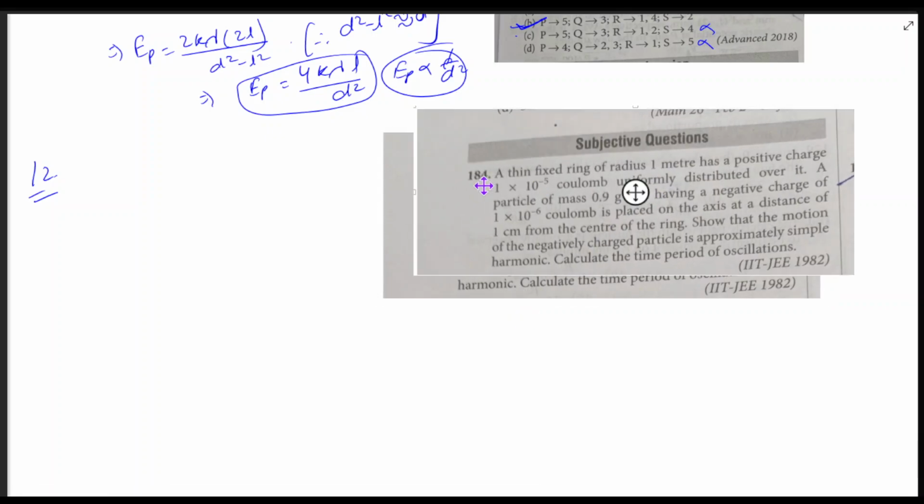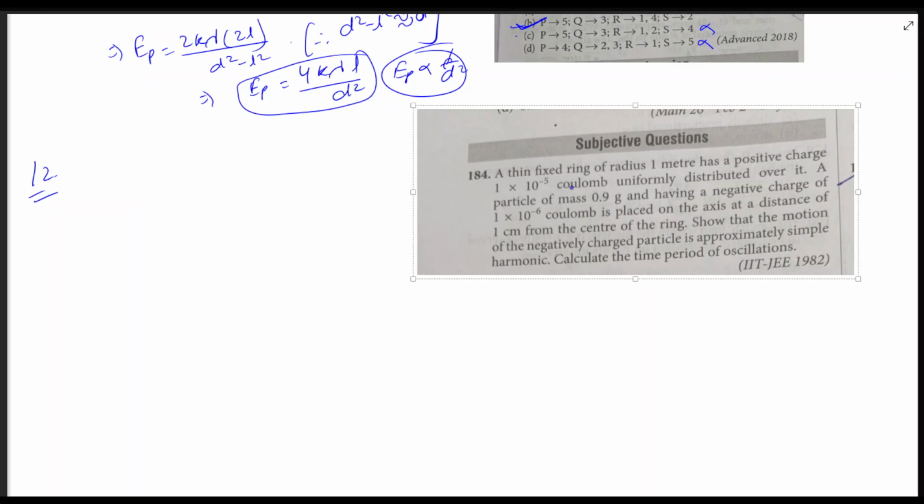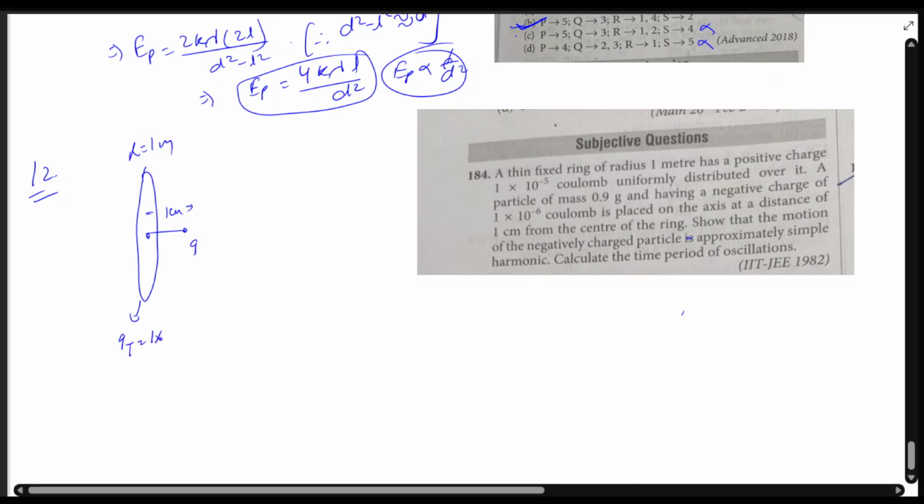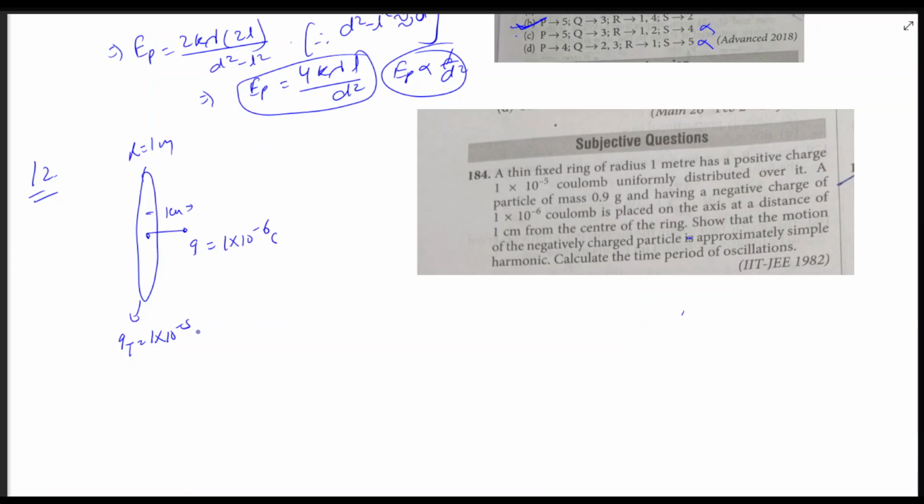All right. So what we have here is a thin ring of radius 1 meter with positive charge uniformly distributed over it. A particle of mass m having a negative charge is placed on its axis at a distance of 1 centimeter. Okay, so it's a simple question, I think. Its radius is 1 meter, and at 1 centimeter, a particle is placed. So the ring has a total charge of 1 times 10 to the power minus 5, and the particle has a charge of 1 times 10 to the power minus 6 coulomb. Okay.